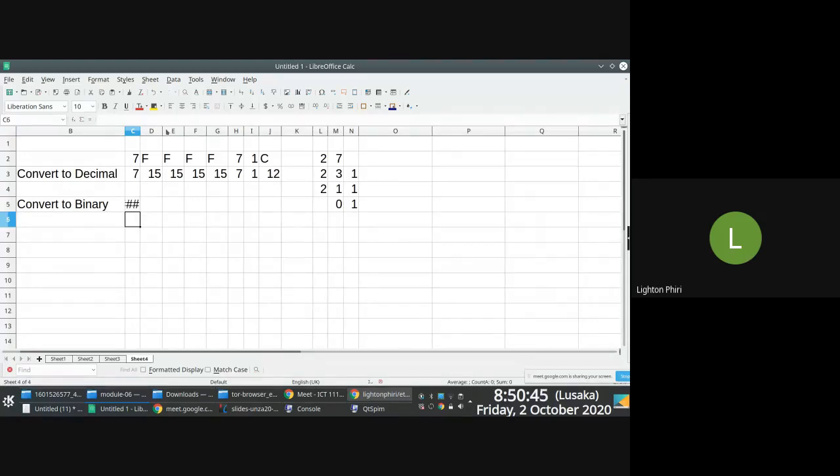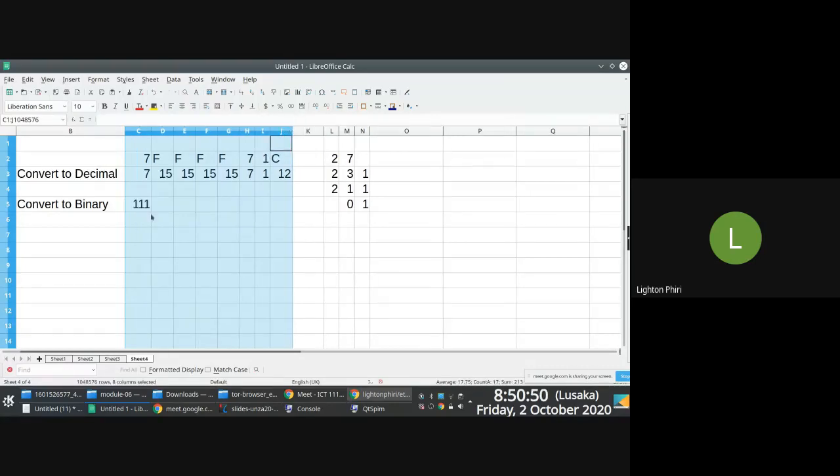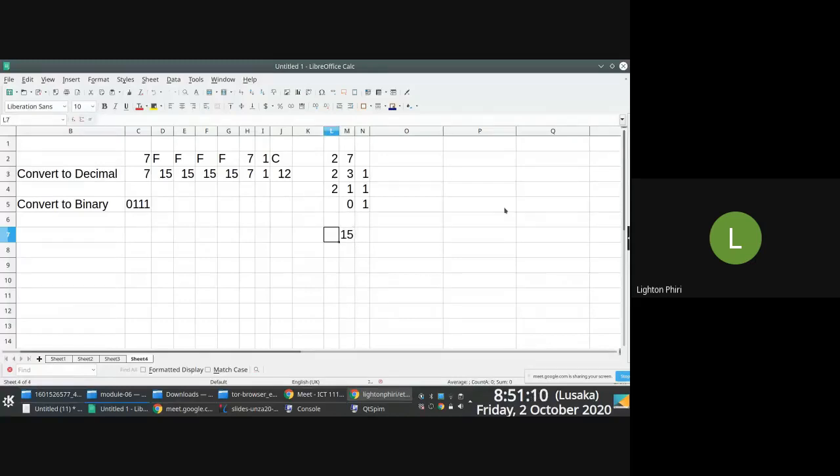But remember, it's a lot easier for you to convert by representing these in groups of 4 bits. So in effect, this is 0, 1, 1, 1. Understand this? 0, 1, 1, 1. So this is 7. What is 15? Repeatedly divide 15 by 2. 2 into 15, the answer is 7, remainder 1.